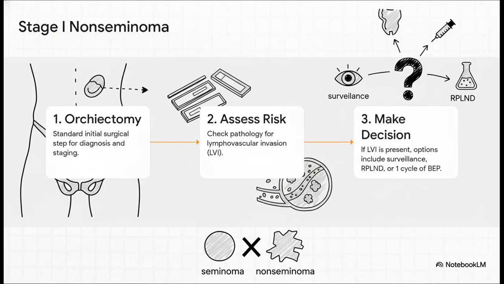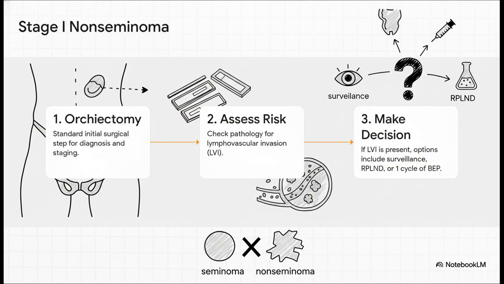So with stage 1 non-seminoma, everything comes down to one little detail on the pathology report: lymphovascular invasion, or LVI. If that's present, it means the cancer cells have started to invade tiny blood vessels or lymph channels, and that just cranks up the risk of relapse. So while surveillance is still an option, we also have to talk about more aggressive approaches, like a big surgery called an RPLND, or even a single cycle of chemo with a regimen called BEP.